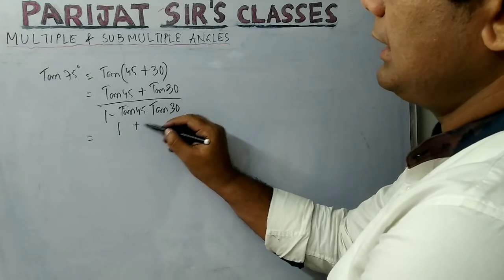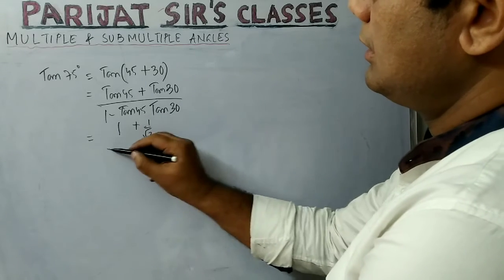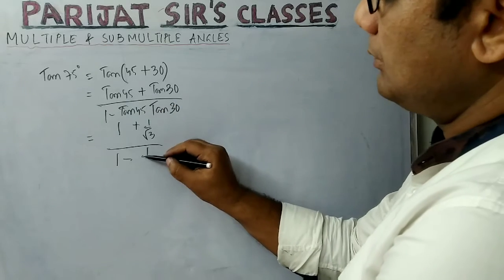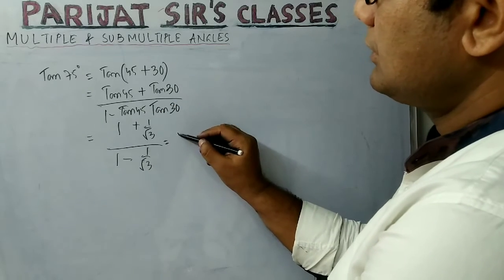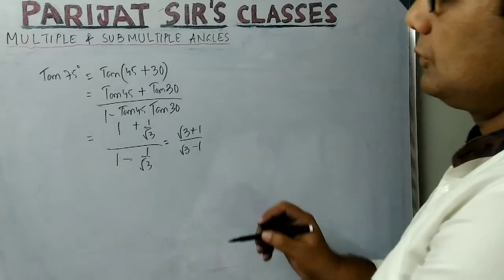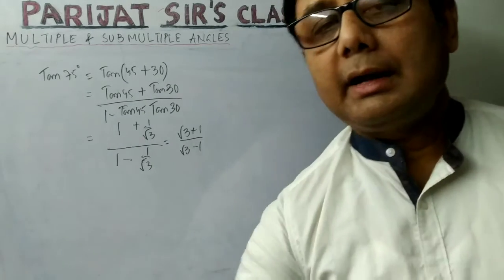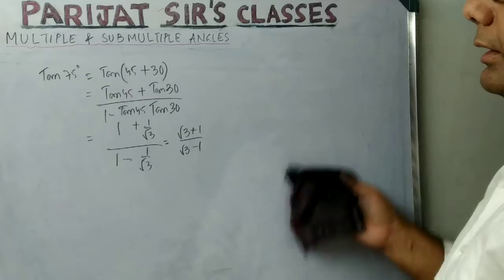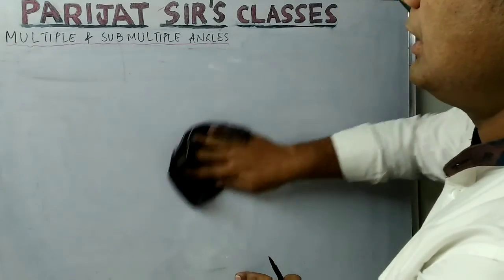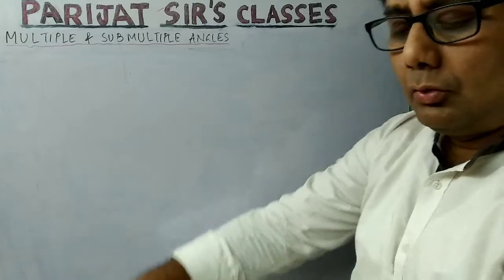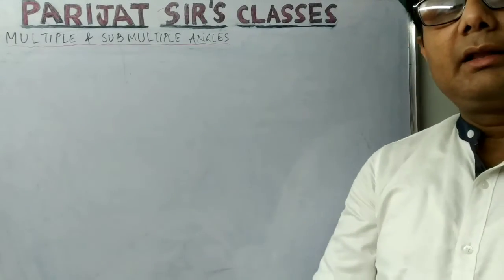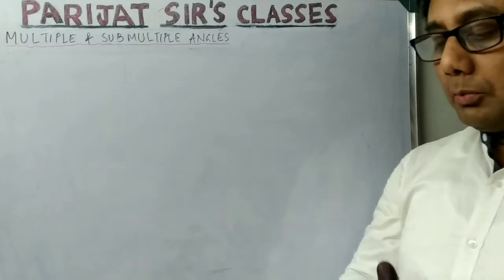Tan 45 is 1, tan 30 is 1 by root 3. So 1 minus tan 45 tan 30 is 1 minus 1 by root 3. This comes out to be (root 3 plus 1) by (root 3 minus 1). So this is the value of tan 75 degree. Clear, friends? The application just requires that you remember certain formulas. There is nothing very tough in this. You just have to understand how to use the formulas.